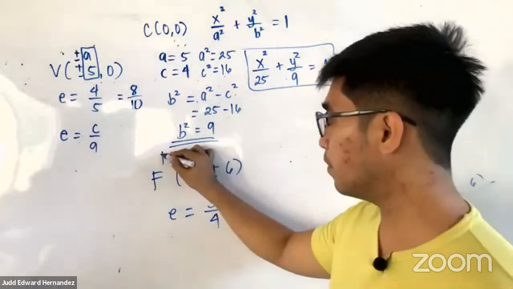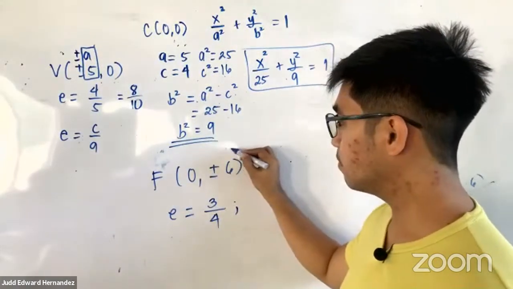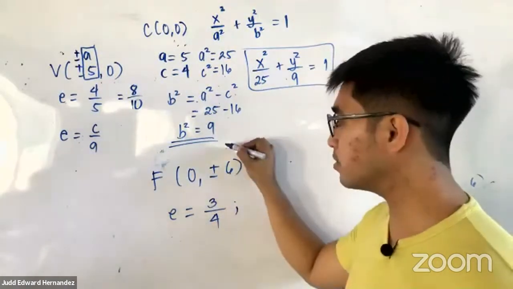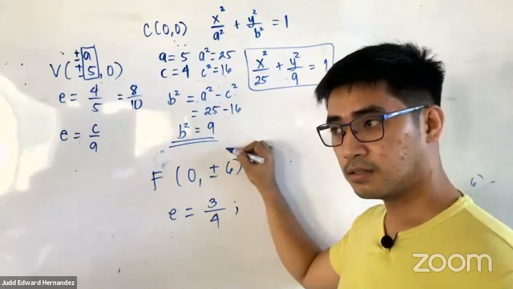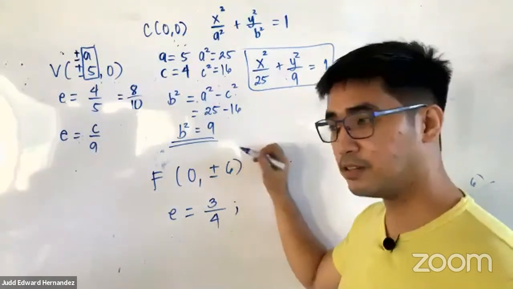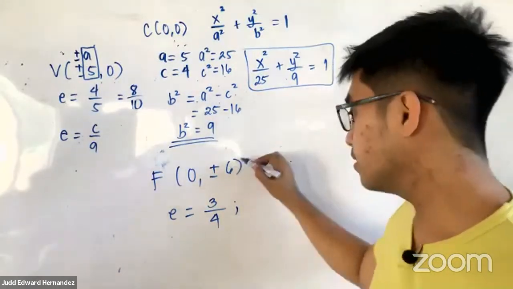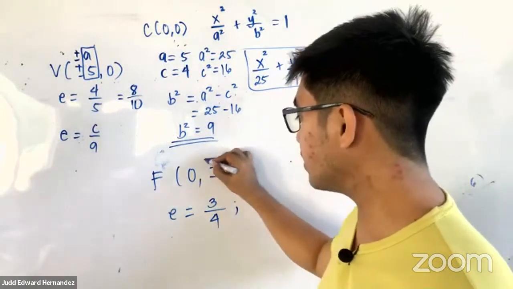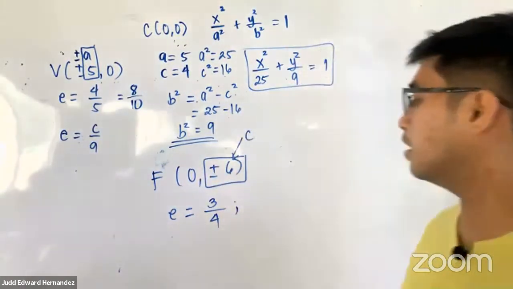We know that when it is foci, what is plus, minus 6? When it is foci, that is plus, minus 6. Therefore, what is 6? A, B, or C? C. What is 6? That is A, B, or C? It becomes C. Okay.